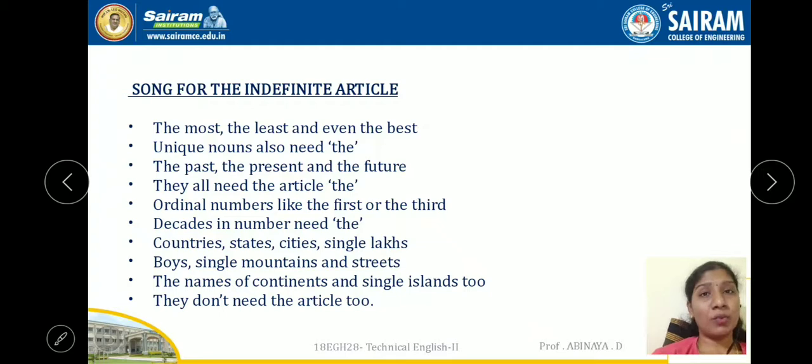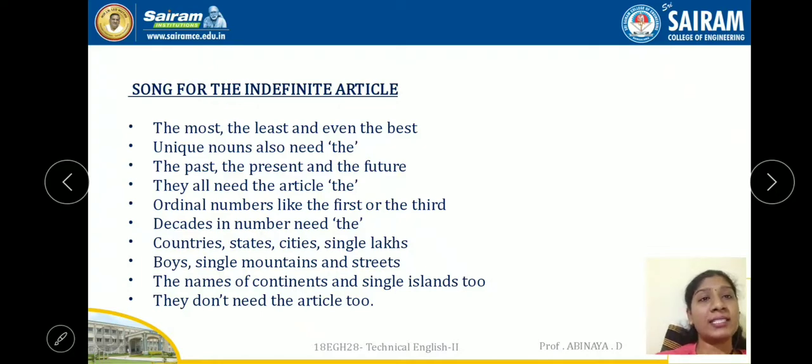Forests and deserts like the Sahara, they also need the definite article: the Amazon forest, the Sahara desert. Why? Because there is only one Amazon, so the Amazon only. The most, the least and even the best: whenever you are using superlative degrees with est, you should use the. Unique nouns also need the: the past, the present and the future, they all need the article the. Ordinal numbers like first, second, third use the. Decades and centuries need the: the 19th century, the 18th century, the 80s, the 90s. At that time you should use these with the, right?